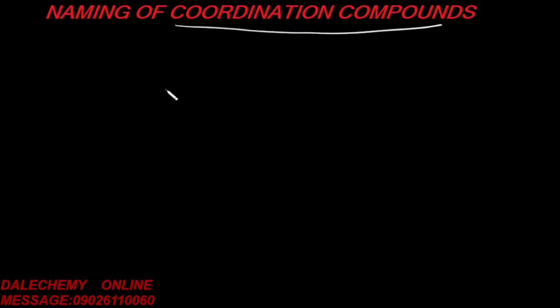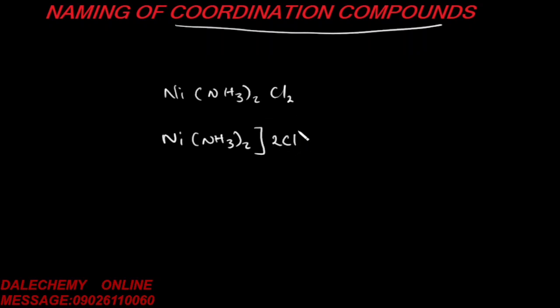So let's say we have this coordination compound. This is an ionic compound and the structure is nickel (NH3)2, and we have 2 of this Cl. Now Cl is Cl minus, so we're having 2 Cl minus, so we have -2 here. To balance it, the other side must have +2 because overall this complex has no charge.